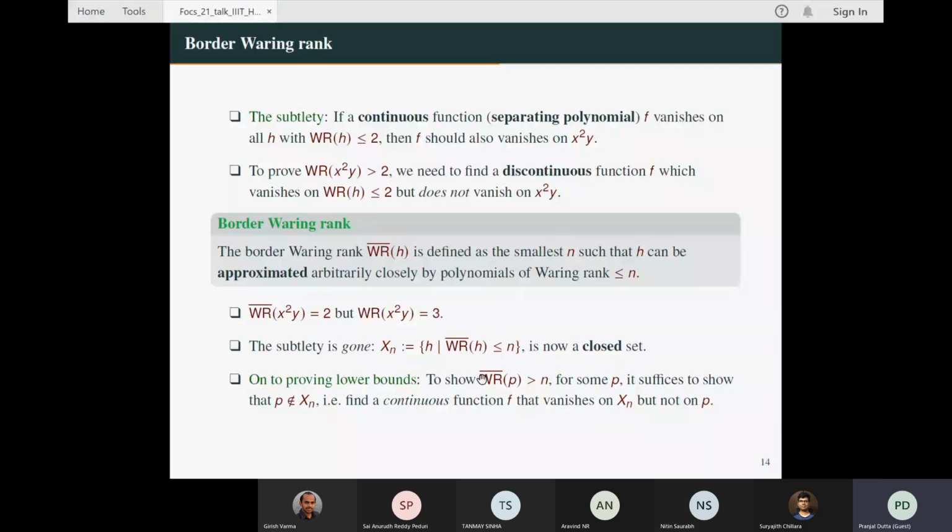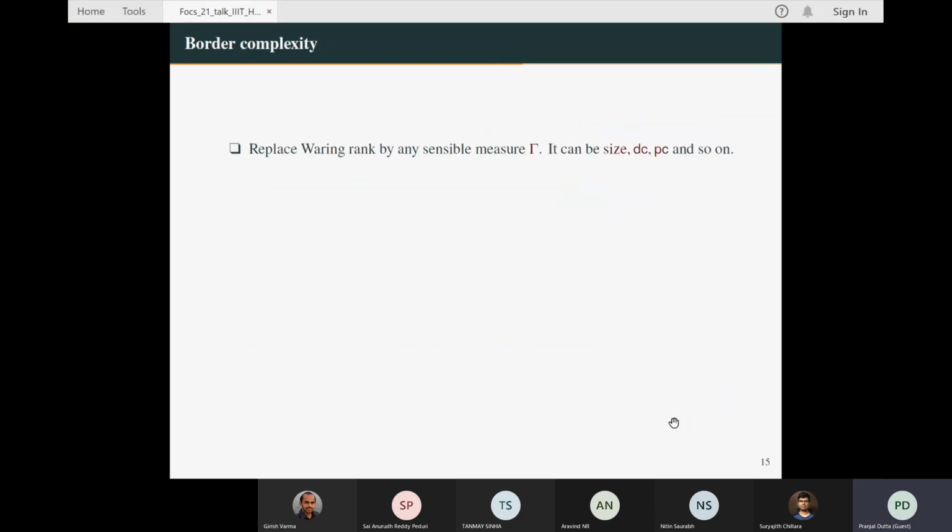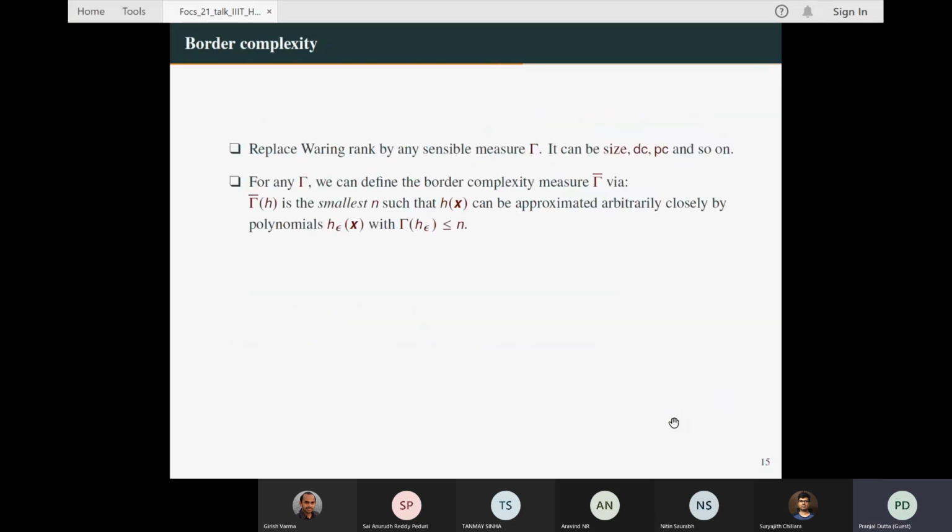So if we want to show a lower bound for border varying rank, then we really have to find a continuous function f that vanishes on this set, but does not vanish on this particular polynomial p. That's it. That's what I wanted to convey. So once I have defined border varying rank, I just quickly want to go to the border complexity definition.